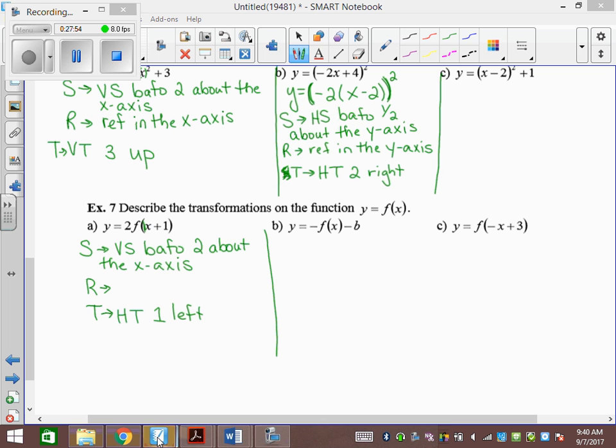Okay. B, do we have any reflections or stretches? No, there's no stretches. Do we have a reflection? Yeah, it's right here. And because it's before the F, it's a reflection in the x-axis. And then this is the vertical translation because it's not with the x, right? Vertical translation, B down.